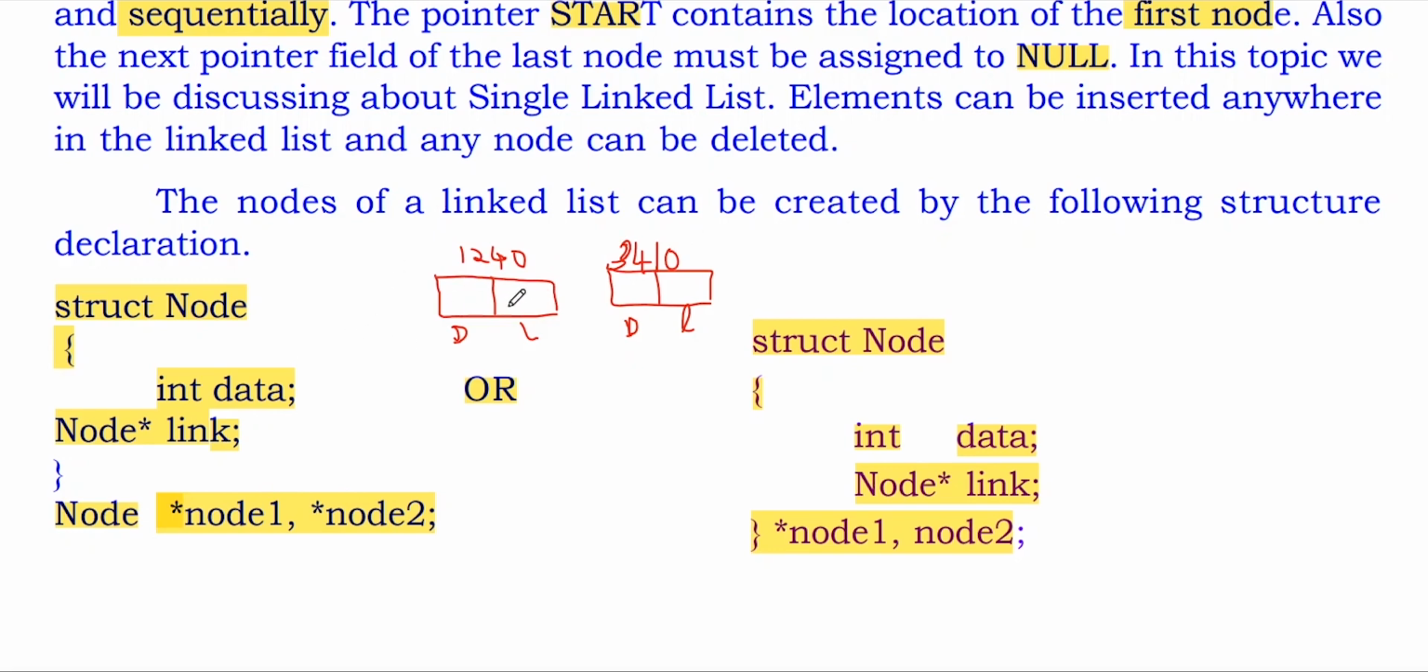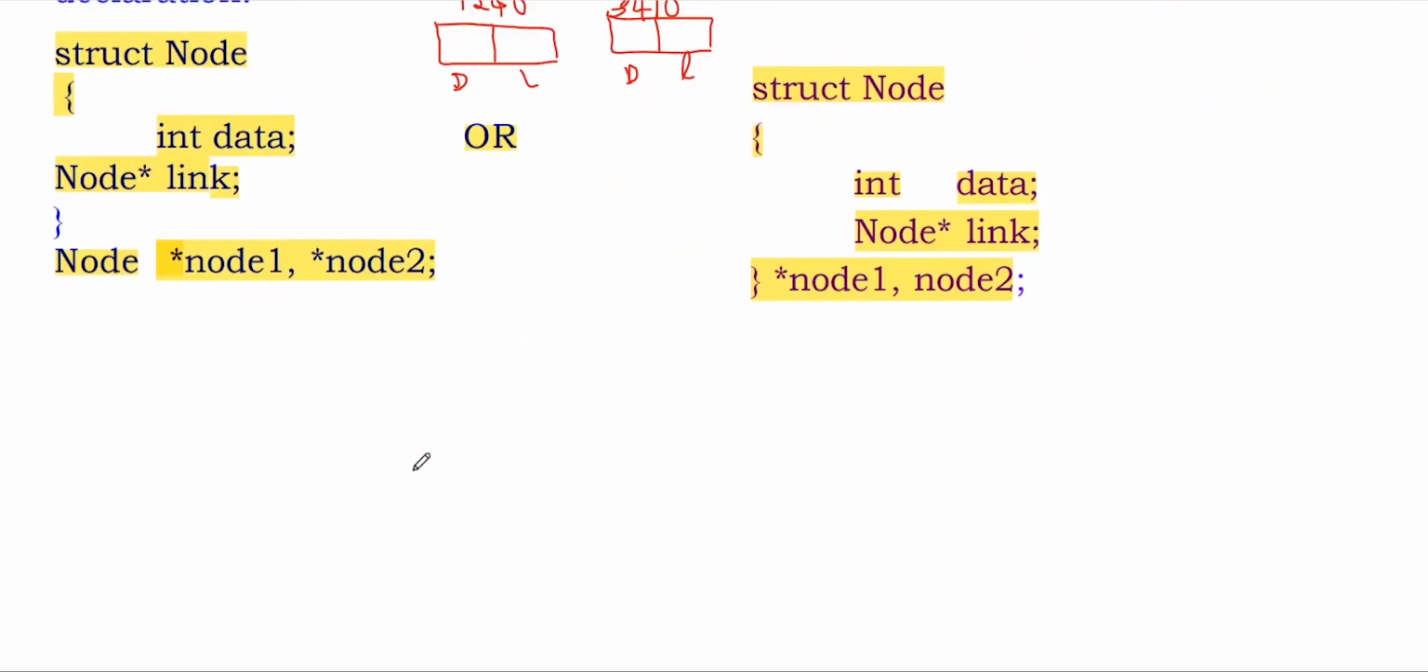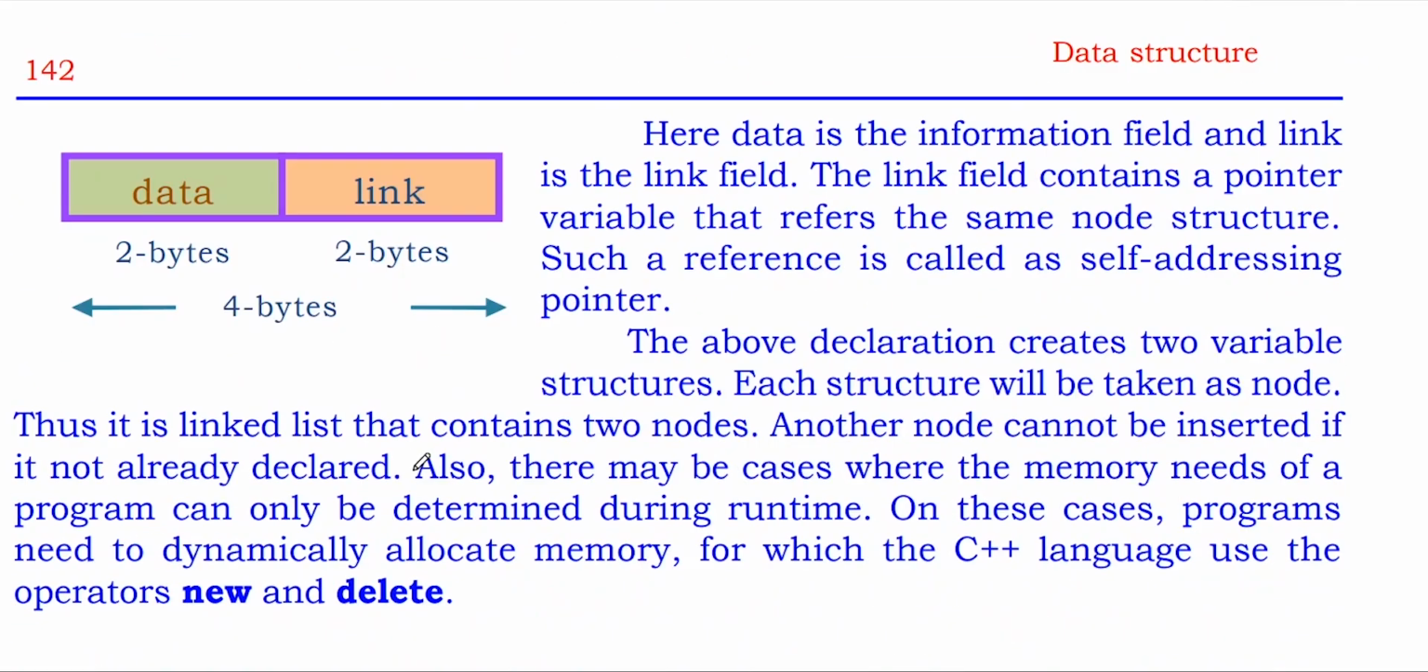To access these memory locations, we use the arrow sign, because the members of structures are accessed using the membership operator, and here we are using pointers, so we use the arrow symbol. That we already discussed in pointers. So here data is the information and link is the link field. The link field contains a pointer variable that refers to the same node structure. That's very important, a similar type, so you have to be careful. It's a self-referential structure. Such structures are called self-addressing pointers or self-referential structures, referring to itself.